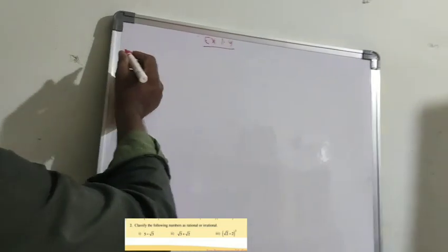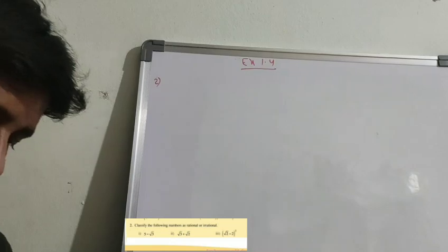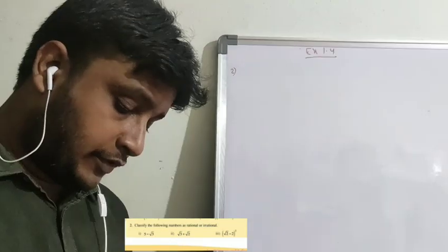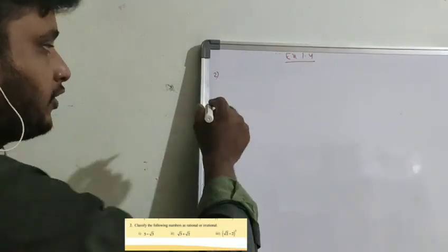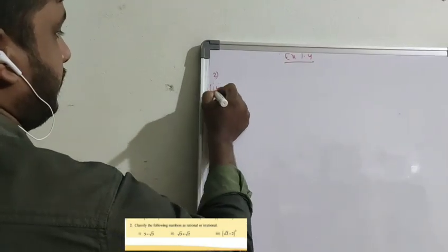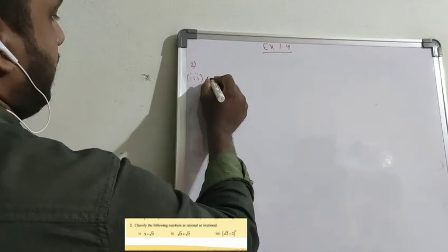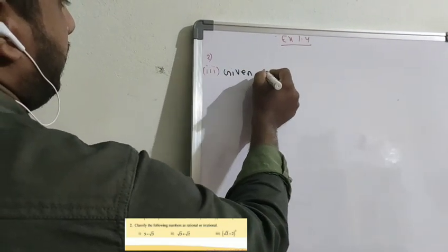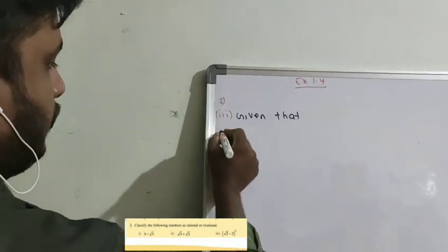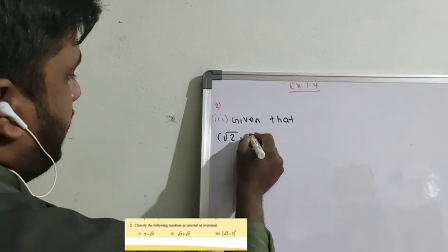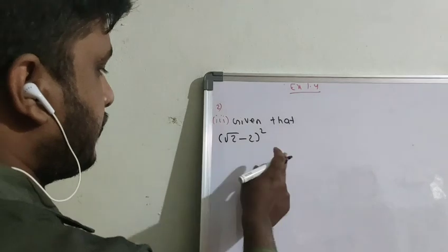Second question: classify the following numbers as rational or irrational. In this question, I will explain 3 bits. The first is the third bit. What is given? Given (root 2 minus 2) whole square. Directly we cannot say whether it is rational or irrational. First we have to solve.